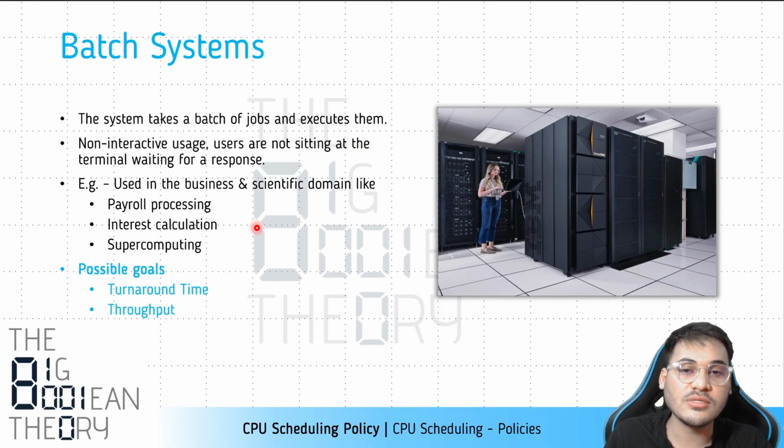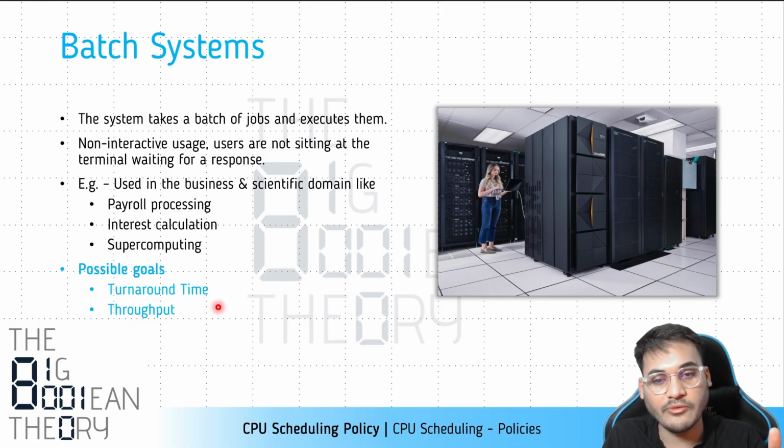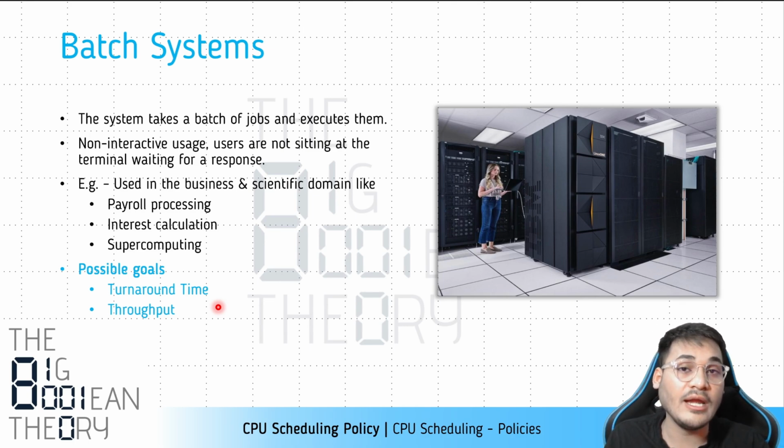So in this kind of system, in a batch environment, what is the possible goal that would optimize the system? There are two different criteria that I have listed here. There could be more, but the two important ones are turnaround time and throughput. Turnaround time is the time between the submission of a job and its completion. So ideally, we would want the jobs to finish as soon as possible.